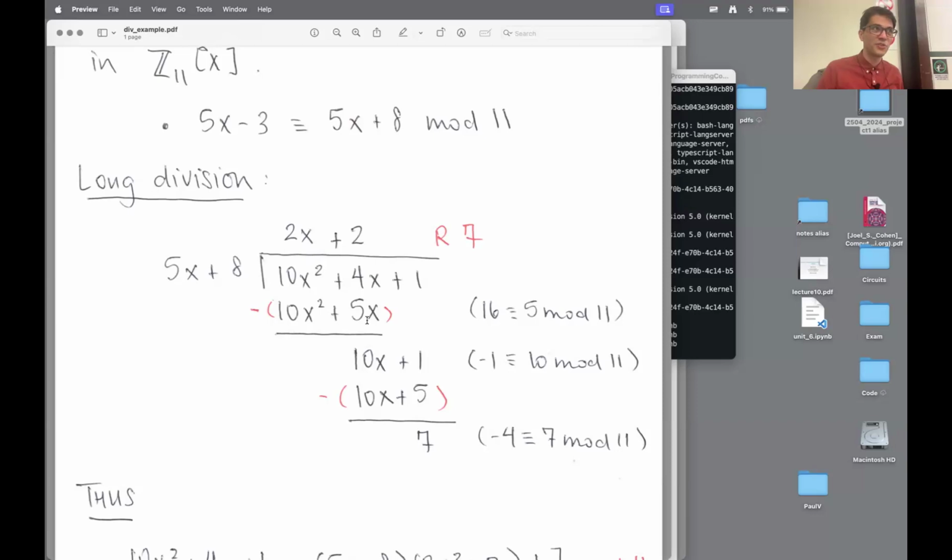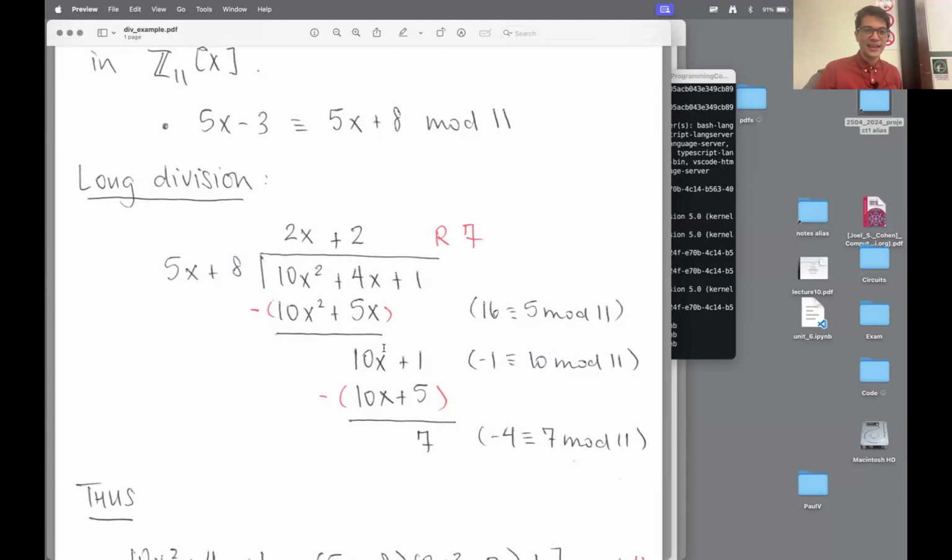If I say something that's confusing, you've got to stop me. I don't want to repeat all of this. Okay, so everyone's still with me? Okay, so 10x squared plus 4x plus 1 minus 10x squared plus 5x. So this disappears, which was the objective. 4 minus 5x is minus 1x, which is 10x mod 11. This comes down. Okay, so now we need to eliminate 10x plus 1.